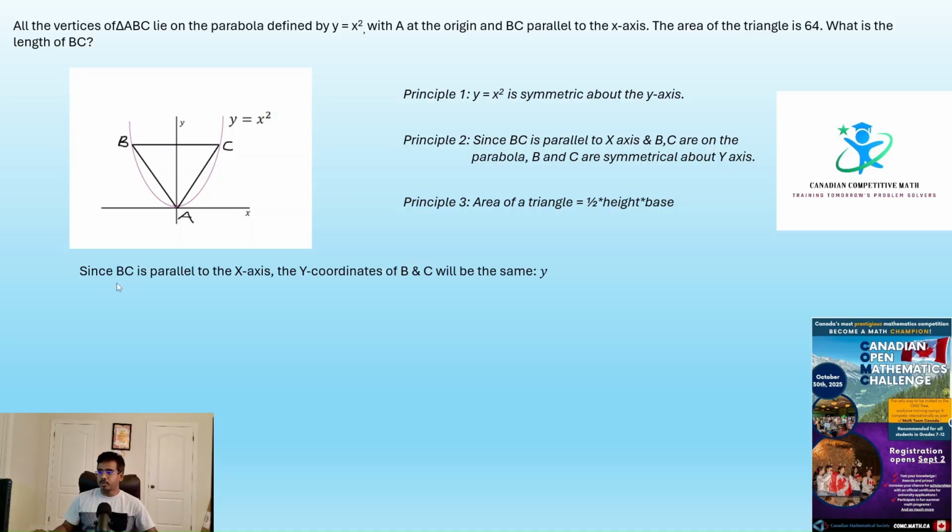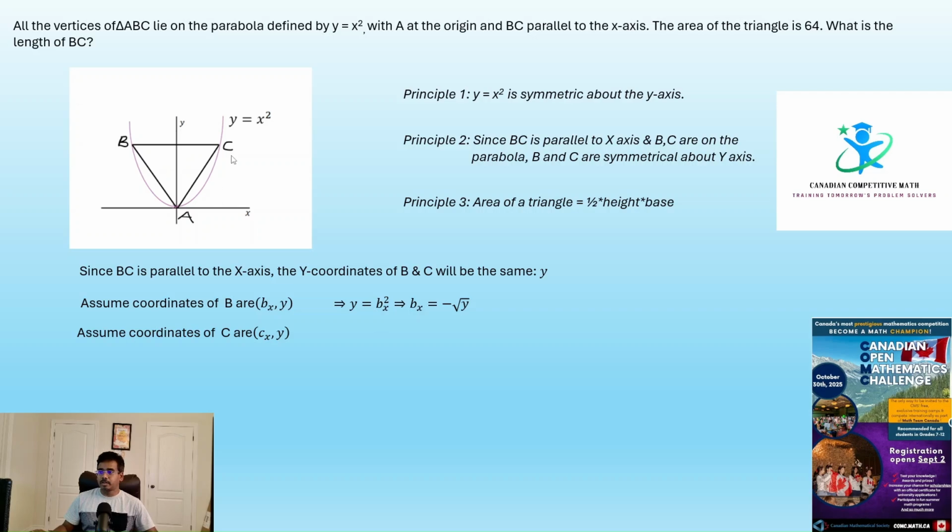As I was telling before, since BC is parallel to the x-axis, y coordinates of B and C will be the same. We assume that y coordinate is y. Since we don't know the x coordinate of B, let us say that it's bx, and the y coordinate we already assumed is y. Since B is on y equal to x squared, from that we can derive that y equals bx squared, meaning bx is minus square root of y.